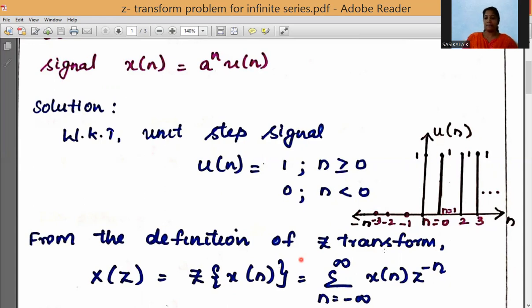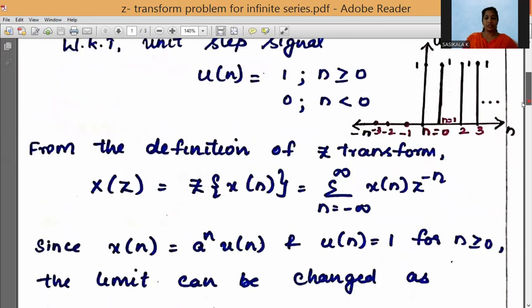So if you see on the x-axis, this is n equal to 0, and this is n equal to 1, n equal to 2, and n equal to 3, till n equal to infinity. The value of u of n is equal to 1. For n less than 0, that is for minus 1, minus 2, minus 3, till minus infinity, u of n is equal to 0. So for the unit step signal, u of n is equal to 1 for n greater than or equal to 0 and it is 0 for n less than 0.